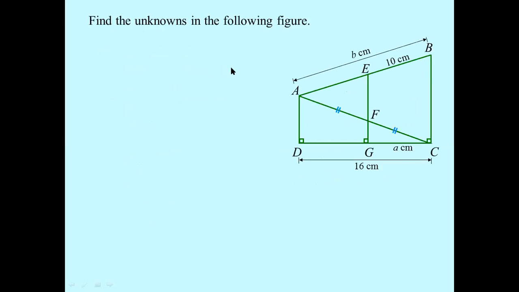Well, let's go to the last question. In this question, we have unknowns a and b again. And we have given some right angles and equal lengths. Let's consider the triangles below. They are CDA and CGF.